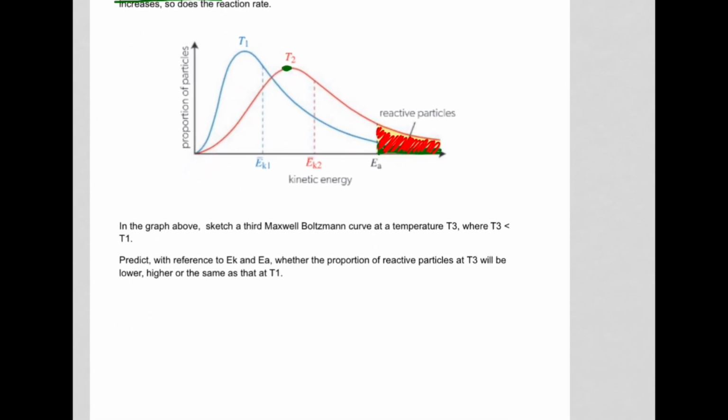Okay, so in the graph above, you're going to sketch a third curve at temperature T3, where T3 is less than T1. Pause the video and sketch, and then you play again.